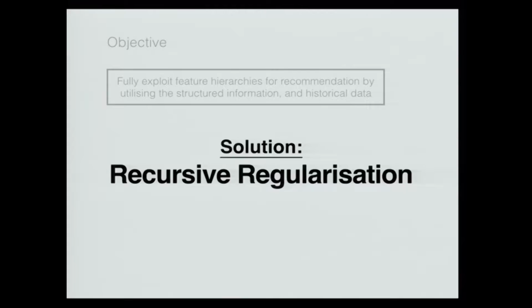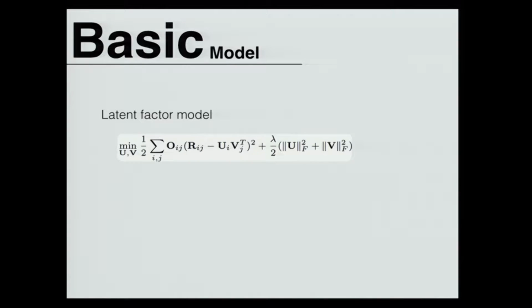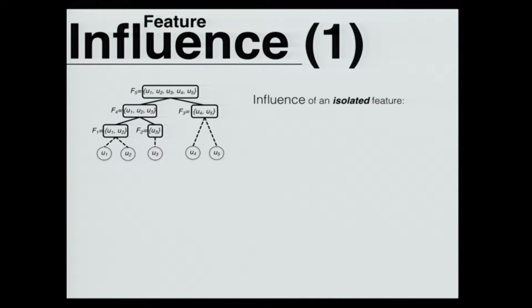And for this objective, our solution is recursive regularization, which is a method that is specifically designed to incorporate feature hierarchy for recommendation. Now, this is based on the latent factor model, and I guess you are all familiar with this. So the main functionality of recursive regularization is to model the feature influences. Now I will introduce this step by step.